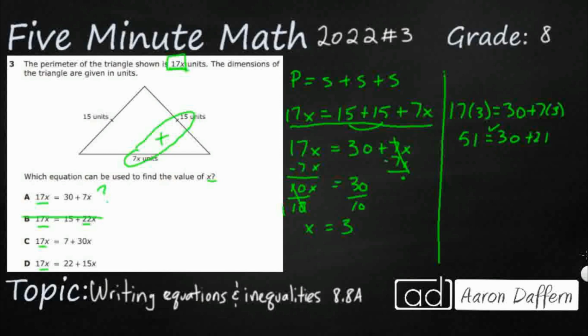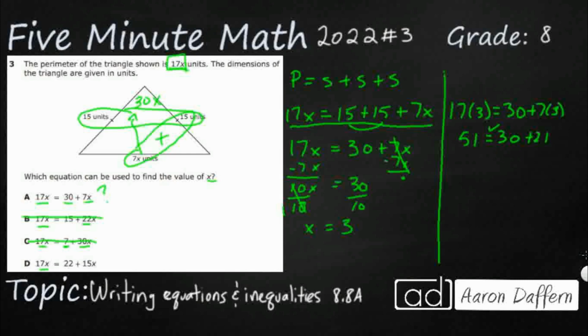7 plus 30, oh, that's interesting. So they just added the 15 and the 15, but somehow this x just kind of migrated over to the 30, and it just left the 7. So you notice that this is kind of the opposite of this correct answer up here. So that's not going to work.